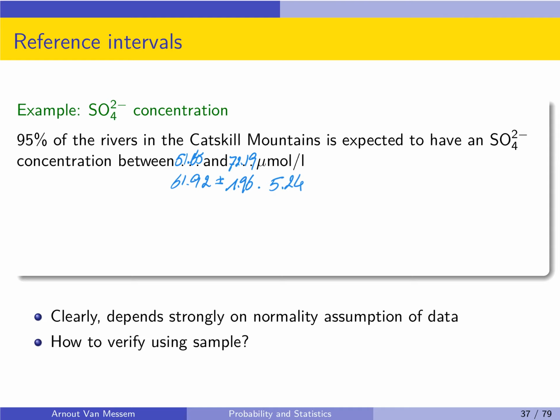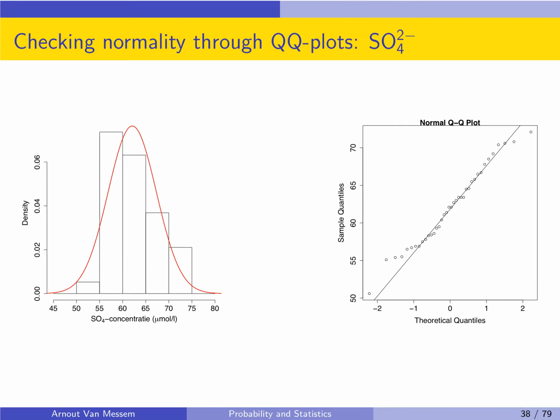Clearly, everything that we have done so far depends on the assumption of normality. So we always assume that our data follow a normal distribution and we calculate as if they follow the normal distribution. But how can we verify this using the sample? So how can we use the sample to see if my data are really normally distributed? A first idea might be to use the histogram to check normality. However, often a histogram is not detailed enough to get a clear view on normality. Therefore, it is better to use a QQ plot.